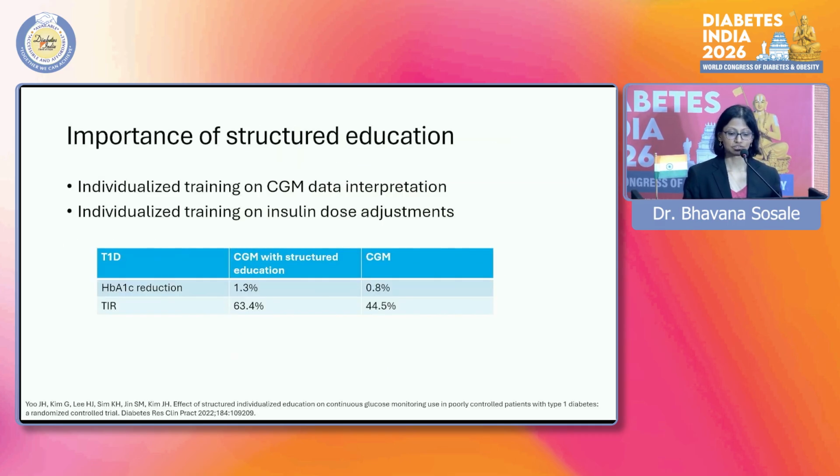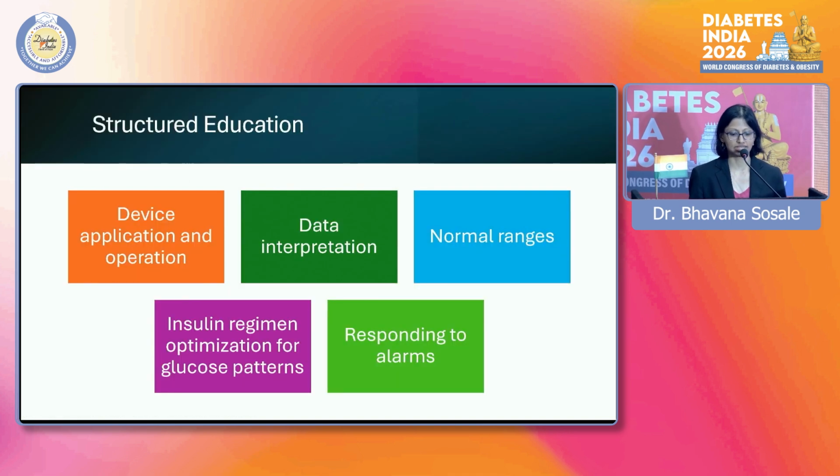So this is one study which looked at what difference happens if someone is just put on CGM versus someone put on CGM and taught what to do with CGM. And you can see here, with the structured education, the A1C reduced by 1.3%, but just putting someone on CGM was 0.8%. And the TIR improved and went up to 63% from the baseline of 40s, and just putting on the CGM, it was 44%. So just putting someone on CGM alone, because we have the technology available, is not going to be enough.